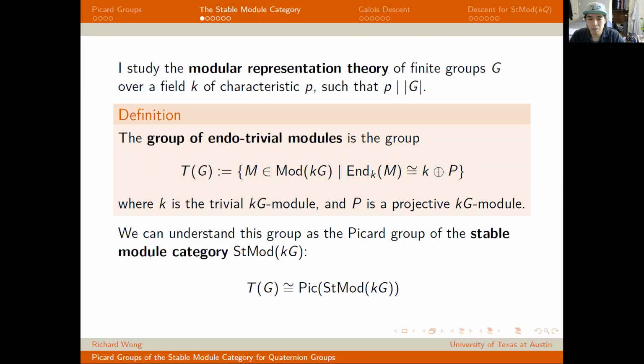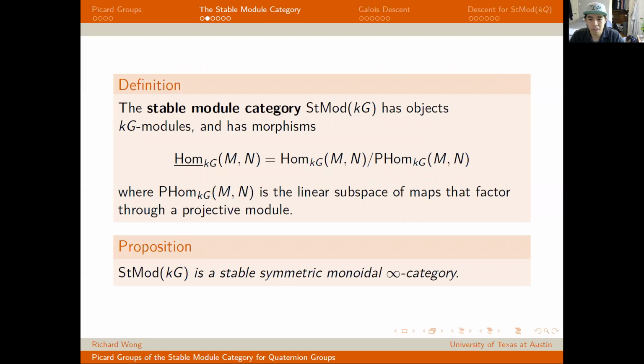So I apply this to the stable module category because I study the modular representation theory of finite groups G over a field of characteristic p, where p divides the order of the group. One problem of interest is in computing the group of endo-trivial modules. This group turns out, by construction, to be isomorphic to the Picard group of the stable module category. This stable module category is the localization of the category of KG modules with respect to maps that factor through projective modules, and it is a symmetric monoidal infinity category.